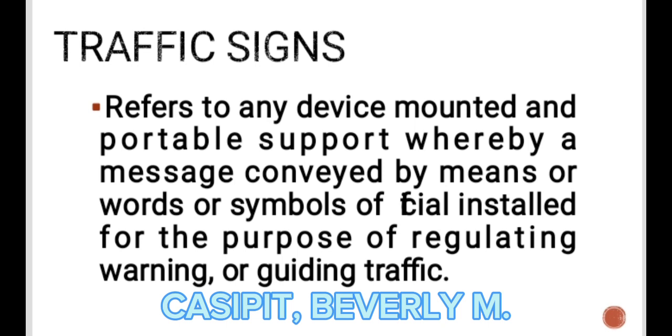So, for example, a common traffic sign is the stop sign. It is an octagonal-shaped red sign with the word stop written in white. This sign indicates that drivers must come to a complete stop at the intersection and yield the right of way to cross traffic or pedestrians. The clear message on the stop sign helps drivers understand the required action, ensuring safer interactions at intersections.